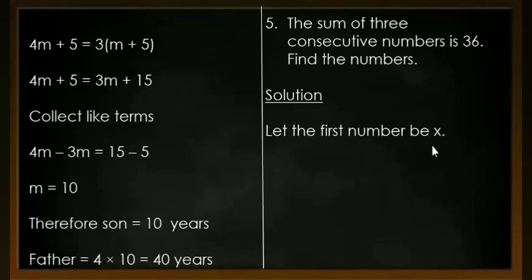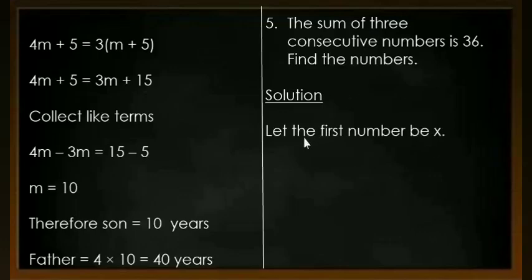So if the first consecutive number is x, it therefore means that the second consecutive number will be 1 added to the first consecutive number. It therefore means that the second consecutive number will be what? X plus 1. If the second consecutive number is x plus 1, the third consecutive number will be what? X plus 2. In case you are in doubt, let's use 7 as an example. If the first consecutive number is 7, the second consecutive number will be 7 plus 1, which will give you 8. And the third consecutive number will be 7 plus 2, which will give you 9.